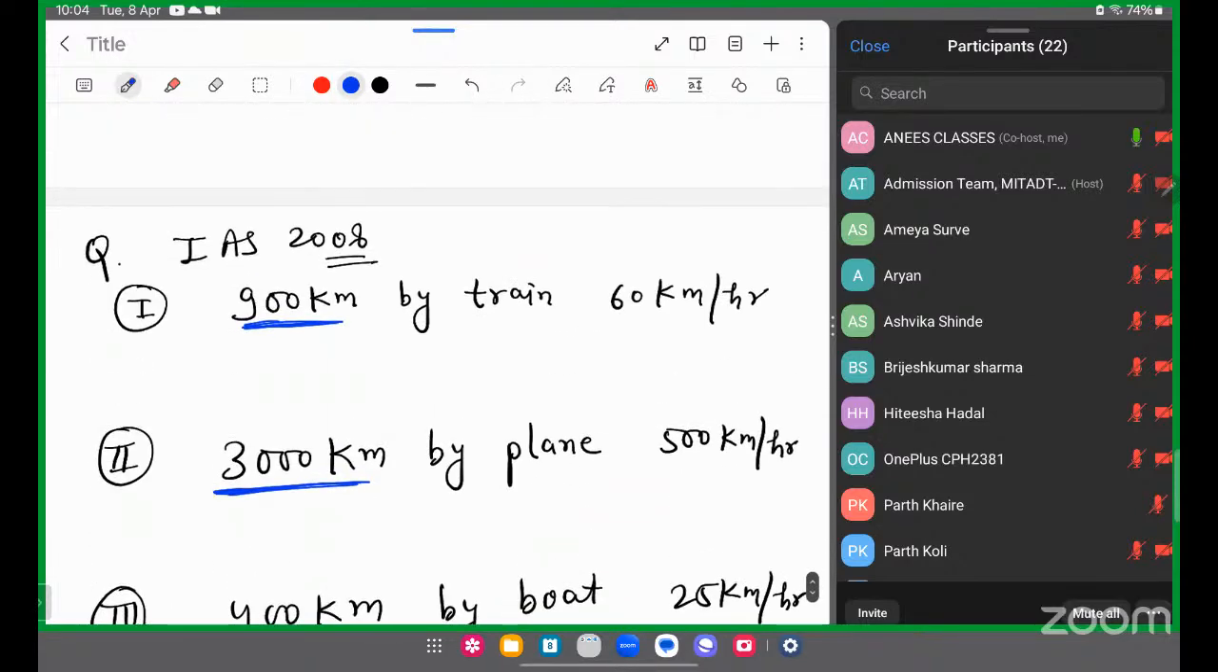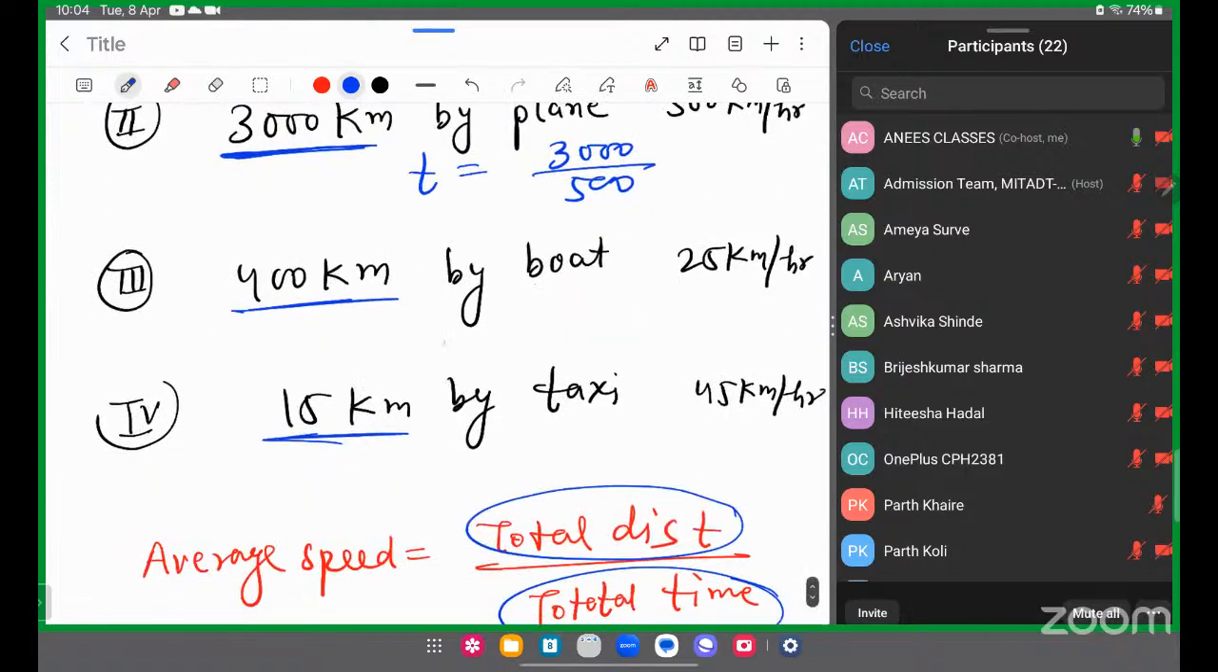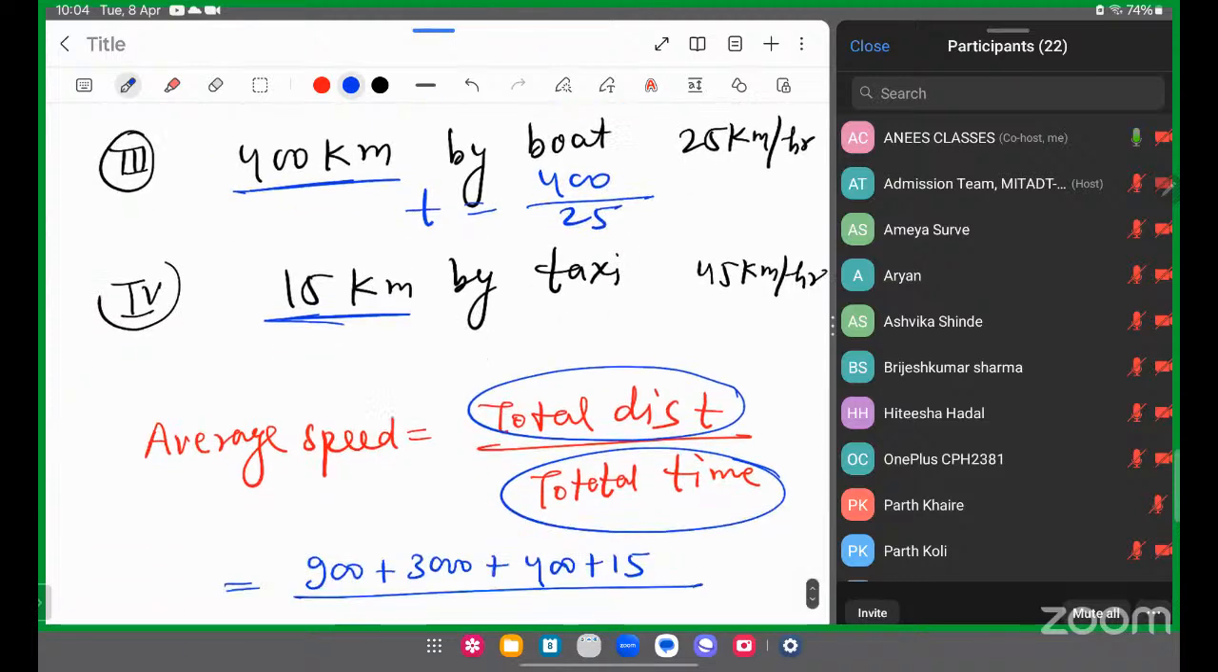Now what will be total time taken? Because a different part of the trip or different segment of the distance is covered by different speed, so time will be different. For example, in case of train, time will be 900 divided by 60 because time is distance by speed. This is distance, this is speed. And in this case, time will be 3000 divided by 500. In this case, time will be 400 divided by 25. And in this case, time will be 15 by 45.